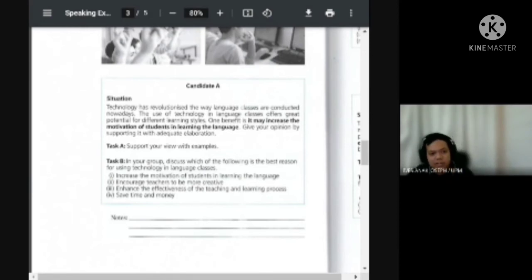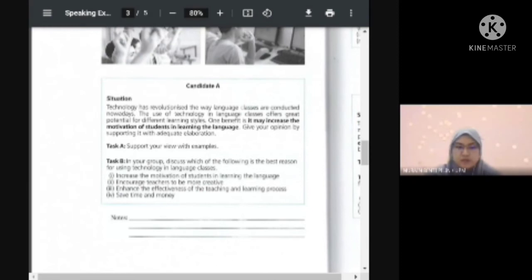I think I'm going to pass to candidate A. Thank you, candidate B. In my opinion, I have the same thought as Ishak, as candidate D, who said that technology cannot save money in language classes because although we have books online, some of them may require us to make a payment before having access to read all of it.